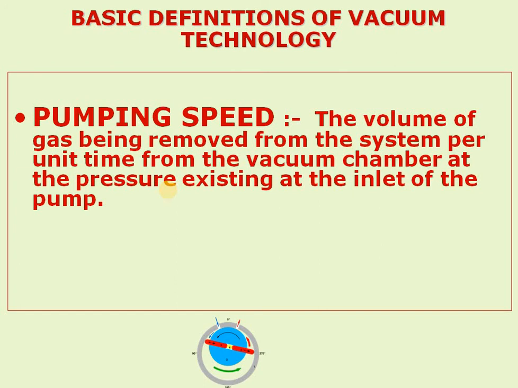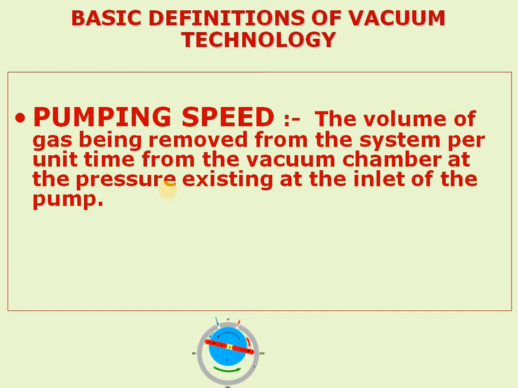Because pumping speed is not a constant thing. It may vary from pressure to pressure. Say at 10 atmosphere, the pumping speed of a pump may be one particular value. And you reduce the pressure now. Again you measure the pumping speed at some lower pressure, say 1 atmosphere. Or say 1 torr. Your pumping speed may be again different. Again you measure the pumping speed at say 10^-2 torr. Okay, torr, we know 1 torr is equal to 1 millimeter of mercury.